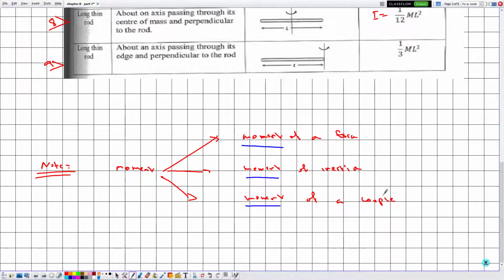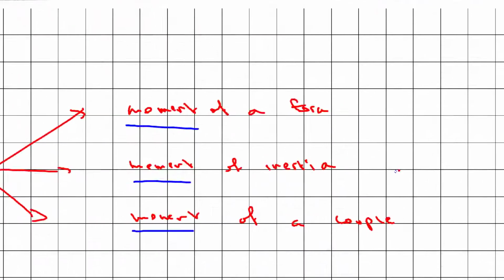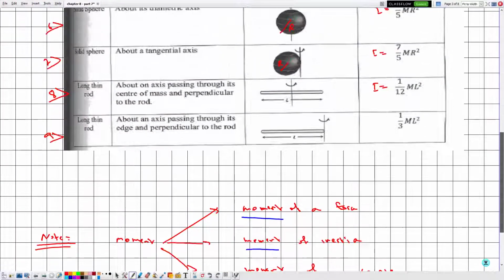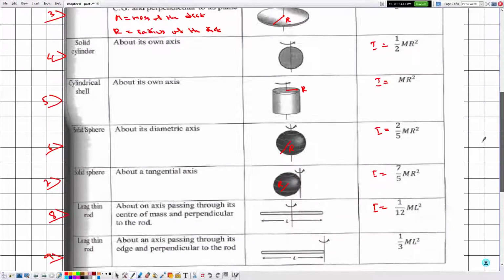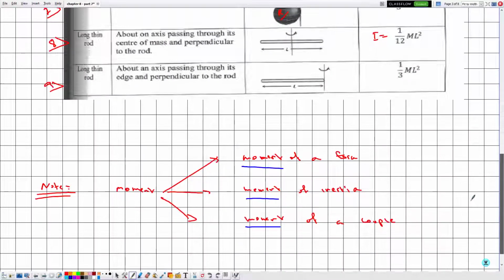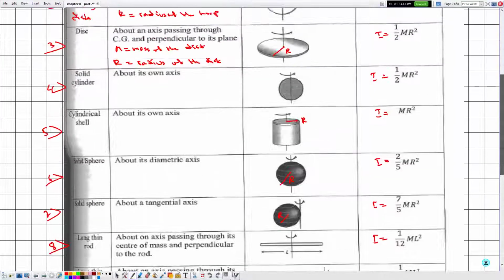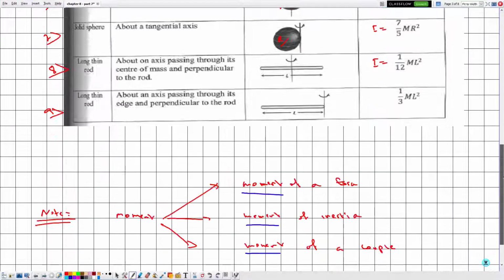So now in the next video, I hope that I will discuss what is meant by inertia, what is the real meaning of the mass, and we will solve some exercises just to illustrate what is meant by the moment of inertia and how it can be included in Newton's second law for rotation.